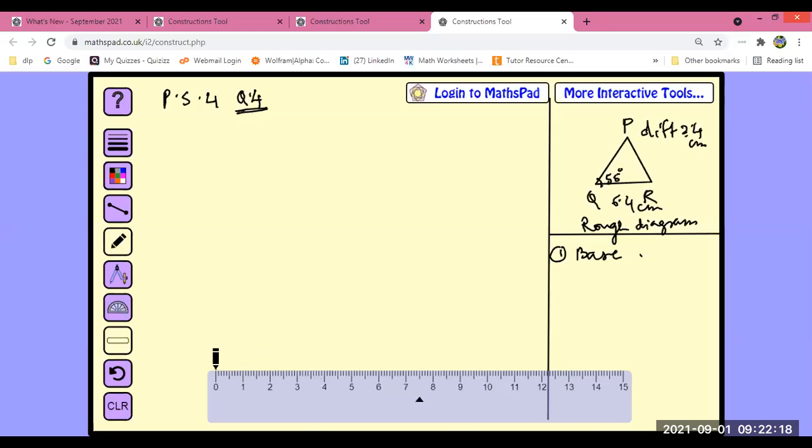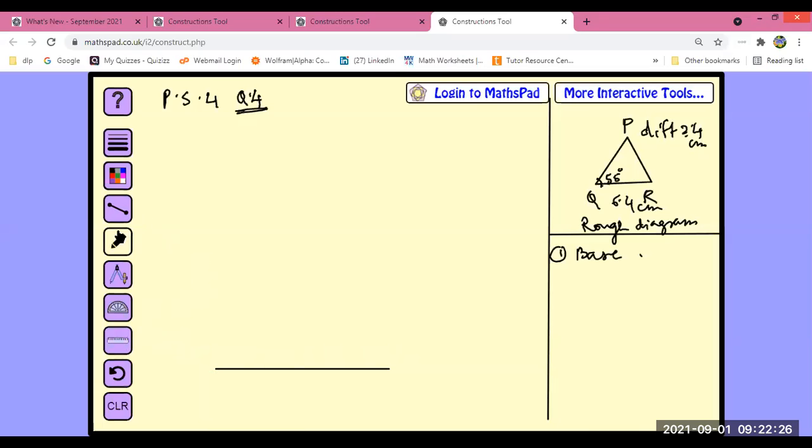So here, mark 6.4 centimeters with the help of ruler and then label it. That's QR, which is 6.4 centimeters.